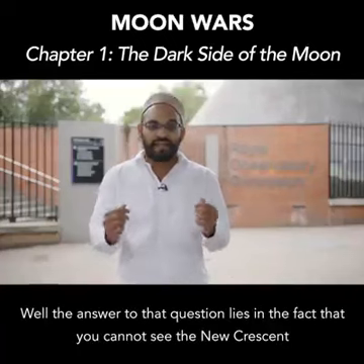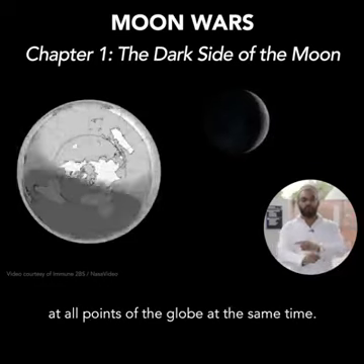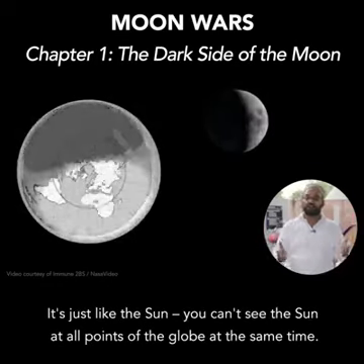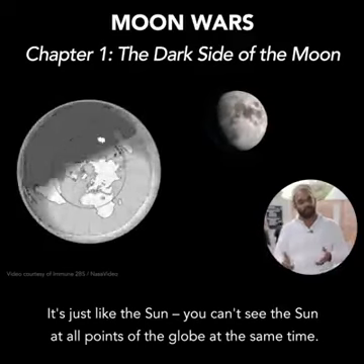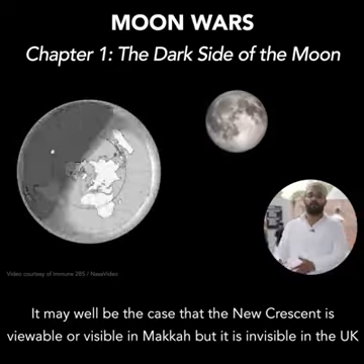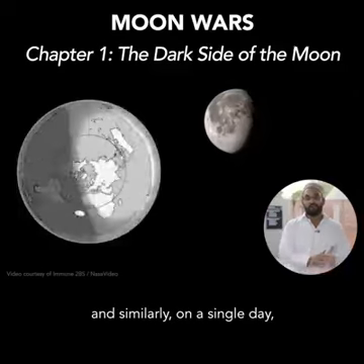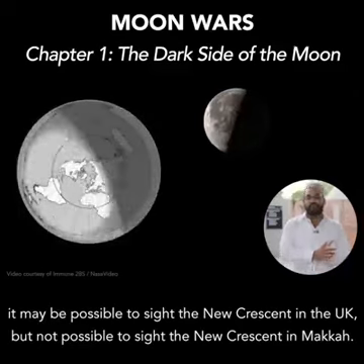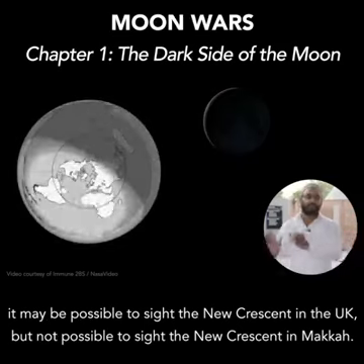Well, the answer to that question lies in the fact that you cannot see the new crescent at all points of the globe at the same time. It's just like the sun. You can't see the sun at all points of the globe at the same time. It may well be the case that the new crescent is visible in Mecca, but it's invisible in the UK. And similarly, on a single day, it may be possible to sight the new crescent in the UK, but not possible to sight the new crescent in Mecca.